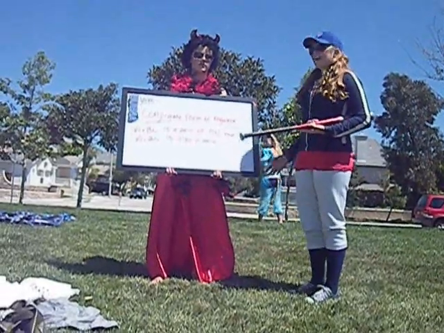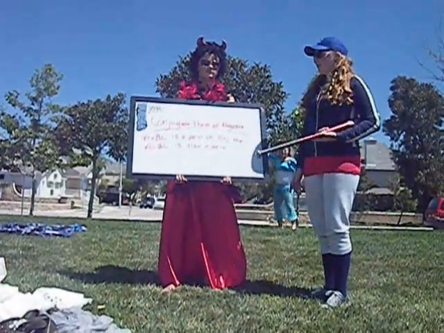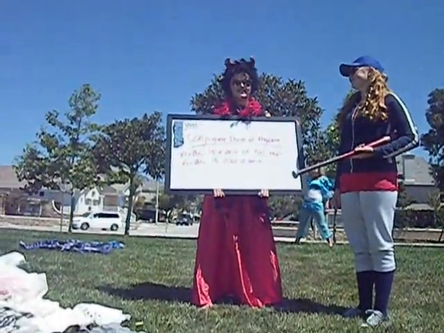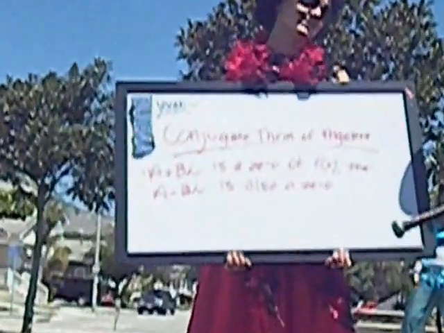Our next vocab word is the complex conjugate theorem. If a plus bi is a zero of f(x), then a minus bi is also a zero.